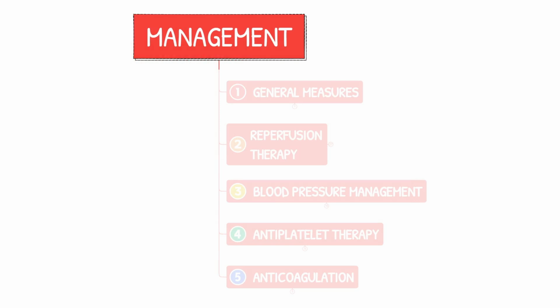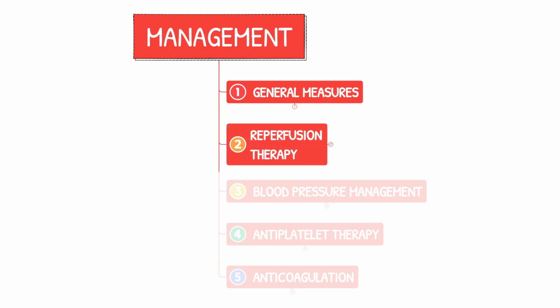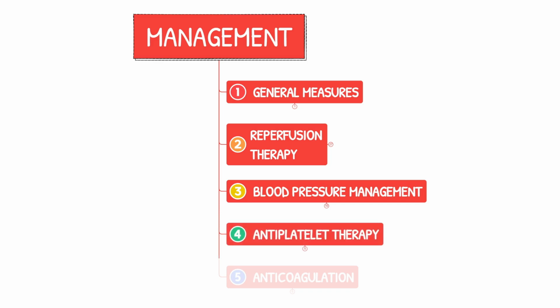Okay, let me summarize the management approach. First, on arrival, start general measures. Obtain CT scan immediately to rule out hemorrhage. If within 4.5 hours and no contraindications, give tPA. If large vessel occlusion and within time window, perform mechanical thrombectomy. Manage blood pressure based on whether tPA was given. Start antiplatelet therapy after 24 to 48 hours. Consider anticoagulation for cardioembolic sources after 2 weeks. This completes our 2-part series on ischemic stroke.